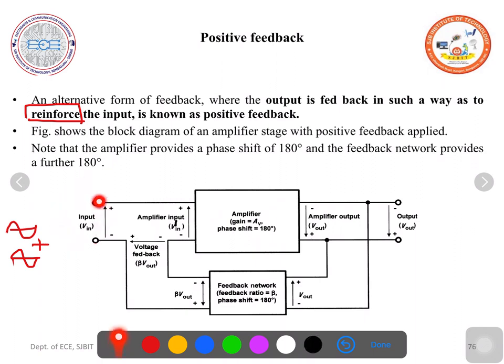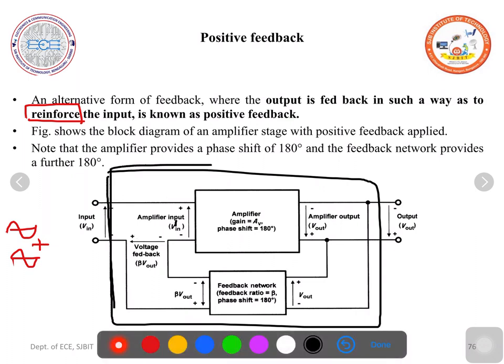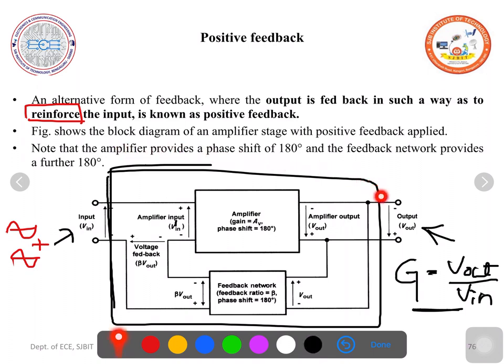V in is the voltage to the overall amplifier with feedback. This is the amplifier with feedback circuit. V in is the input and this is the output. Then the overall voltage gain G is given by the output voltage V out divided by the input voltage V in. This is the gain with feedback. I hope you understand. I hope you are following this.